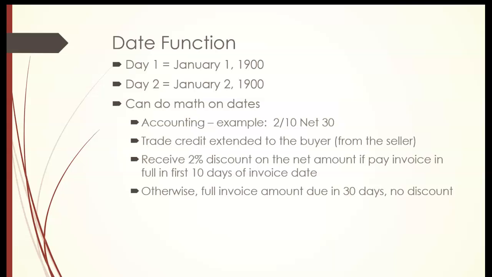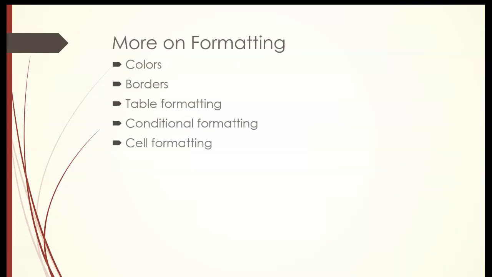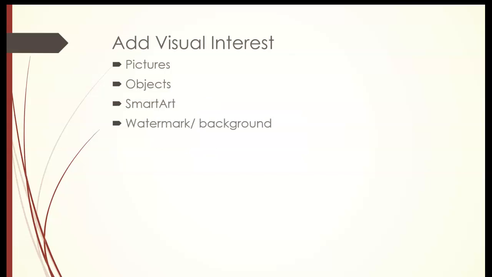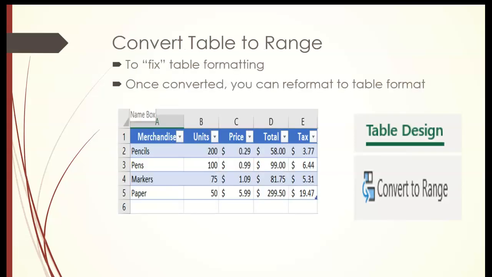So these are math functions that you can use with the date that you put in, and if it's met within that 10-day window, it'll calculate a 2% discount. Otherwise, you'll pay the full amount. Next, working on formatting: colors, borders, table formatting, conditional formatting, and cell formatting to make the spreadsheet meet your target audience's needs and to highlight specific information in the spreadsheet. You could add visual interest, whether it be pictures, objects, even SmartArt, and a watermark and background.